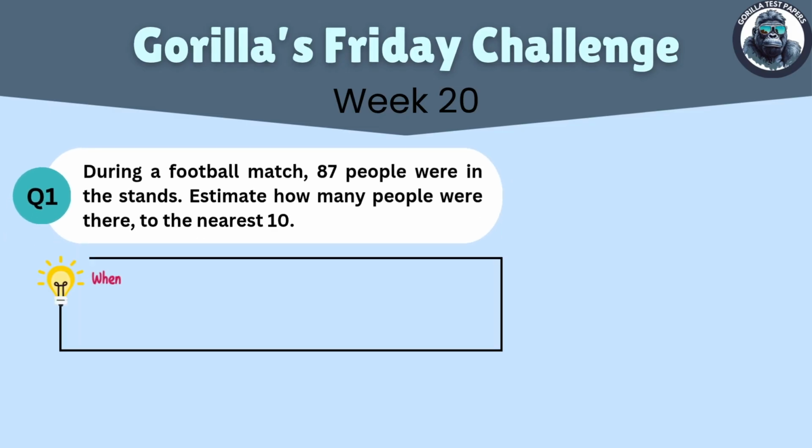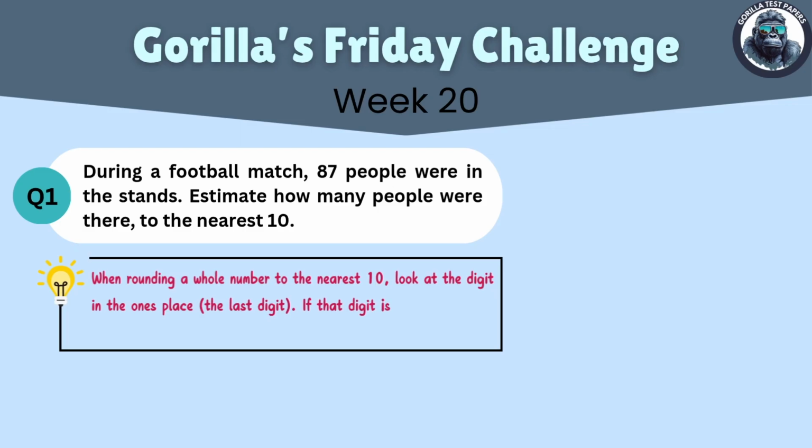Alright, let's get into it. The learning point for this question is that when rounding a whole number to the nearest 10, look at the digit in the ones place. That's the last digit in the number. If this digit is 4 or less, we round down to the previous 10, and if it's 5 or more, we round up to the next 10.